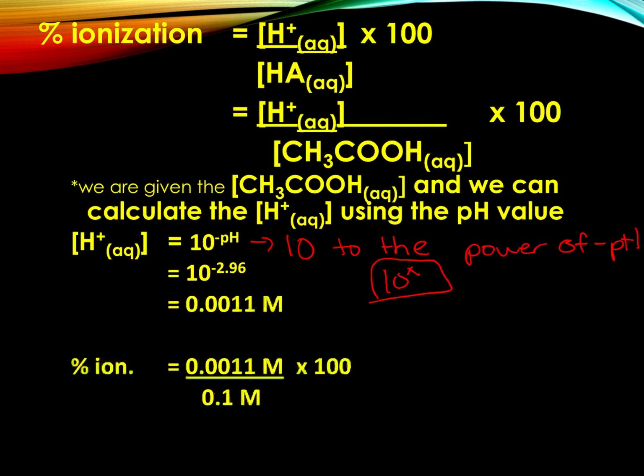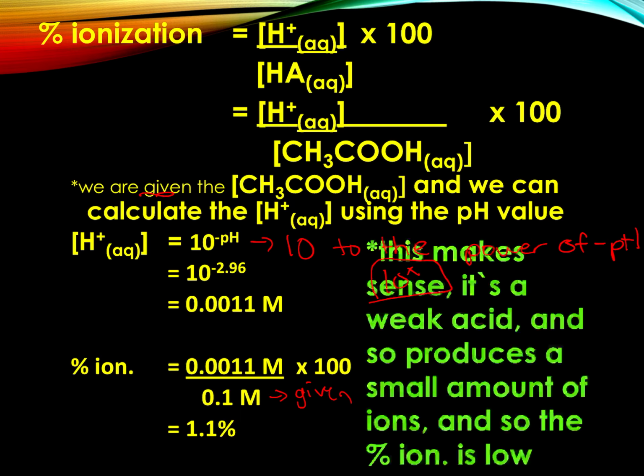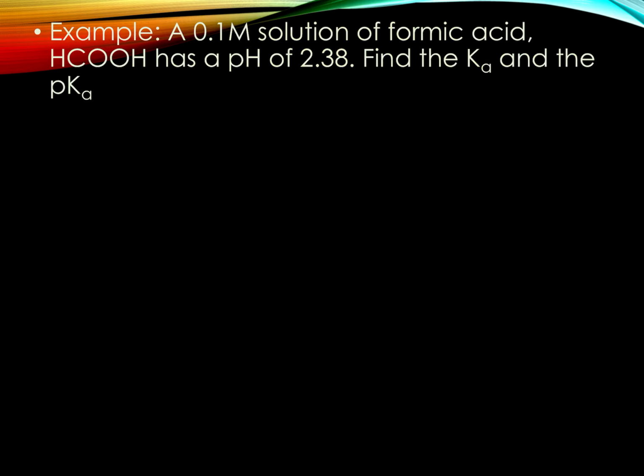So 0.011 molar divided by 0.1, which we're given in the question, is 1.1%. Does that make sense? Yes, because it's a weak acid, so we do not want it to be very high. This makes sense. It's a weak acid, and so it produces a small amount of ions, and so the percent ionization is low.